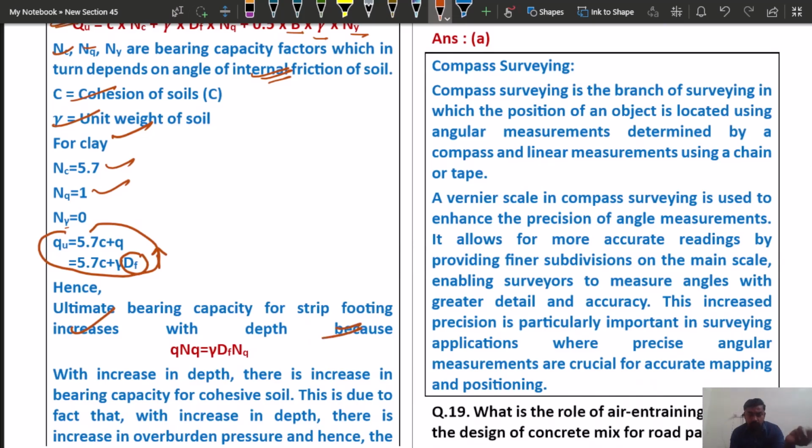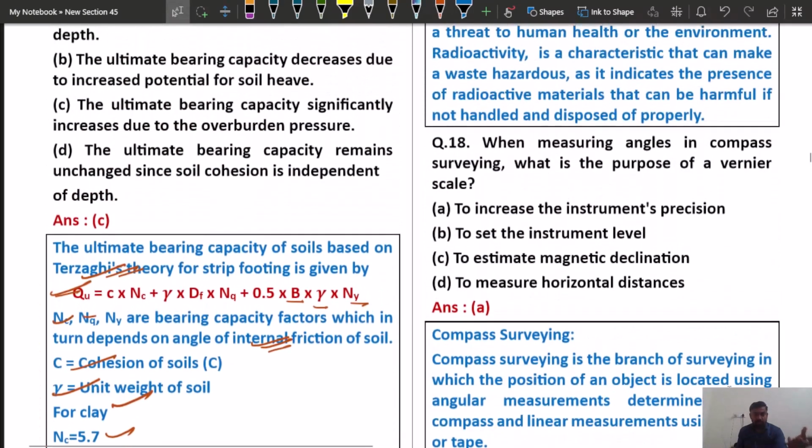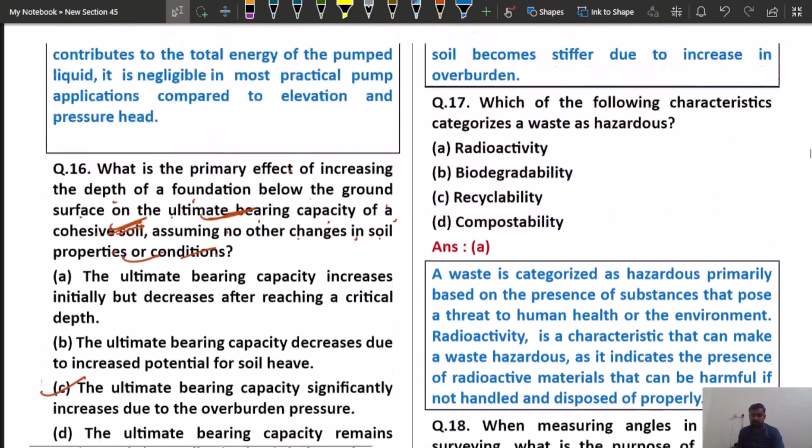So when depth increases, the overburden of the soil also increases, and in this condition the ultimate bearing capacity also increases. So the correct option is C: the ultimate bearing capacity significantly increases due to the overburden pressure. Now proceeding to the next question.